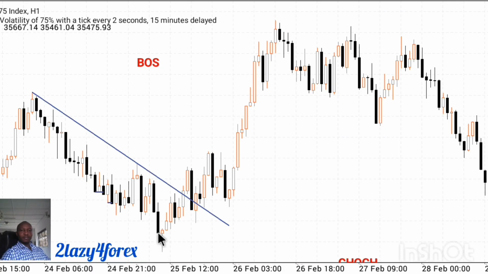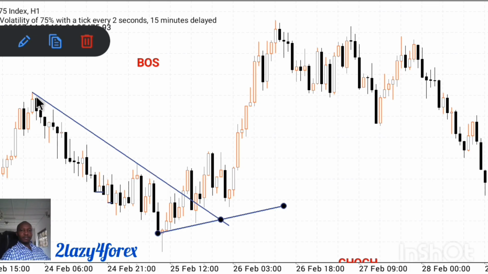So now, from the lowest, we pick the highest buy candle for the trend line that is going up. For the trend line that is going down, we pick the highest buy candle to the lowest high. Now for the trend line that is going up, you pick the lowest sell candle to the highest low.